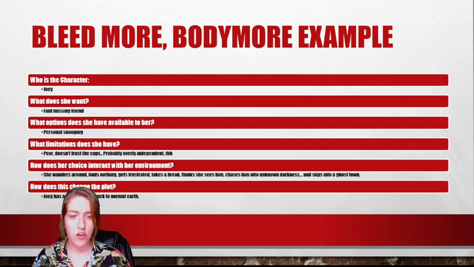Well, she's poor. She doesn't trust the cops. She doesn't really trust anybody. And she is probably overly independent and prideful, which is going to get in her way. How do her choices interact with her environment? She wanders around, finds nothing, gets frustrated, takes a break, thinks that she sees him, chases after him into unknown darkness, and slips into a ghost town. This is all within the first act.